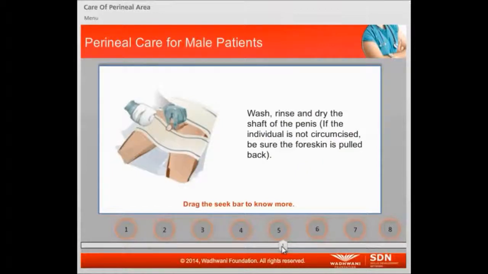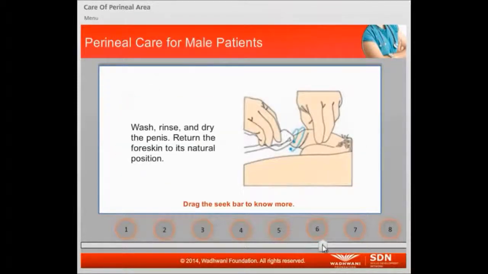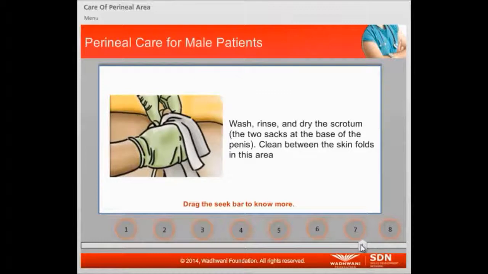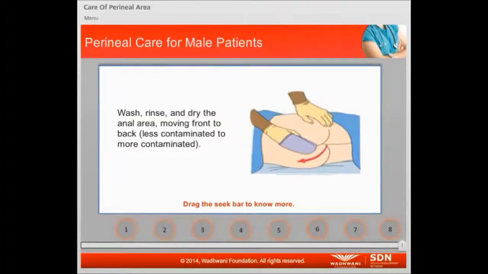Wash, rinse and dry the shaft of the penis. If the individual is not circumcised, be sure the foreskin is pulled back. Wash, rinse and dry the penis. Return the foreskin to its natural position. Wash, rinse and dry the scrotum, the two sacs at the base of the penis. Clean between the skin folds in this area. Wash, rinse and dry the anal area, moving front to back, less contaminated to more contaminated.